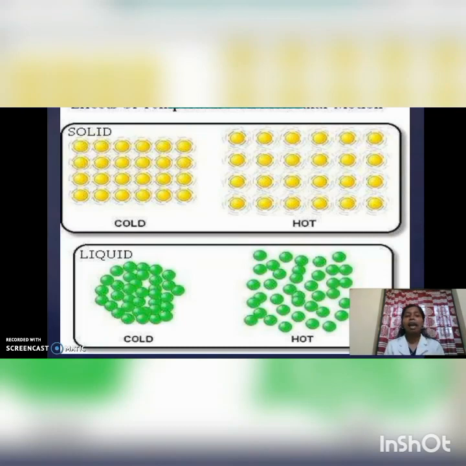So these are the effects that take place when temperature is applied. When a solid gets cold, the particles come closer. When it acquires heat energy, the particles become looser, forming a liquid. When the liquid is cooled again, the particles come closer. And when it acquires kinetic energy, the particles move and spread further.